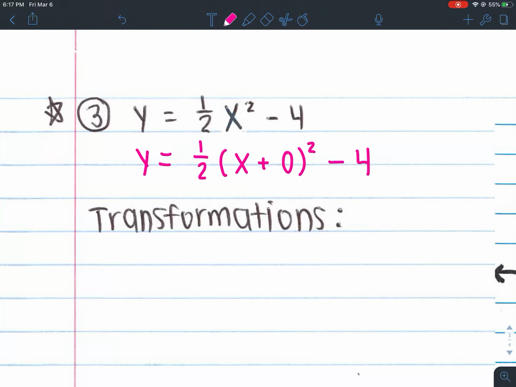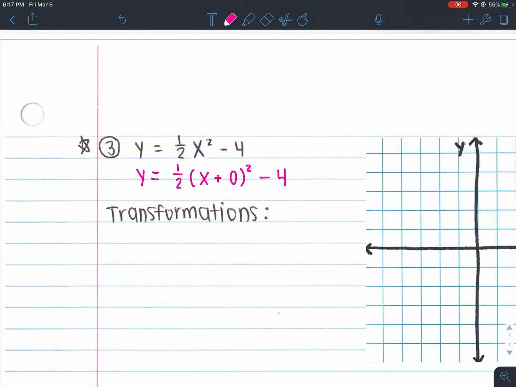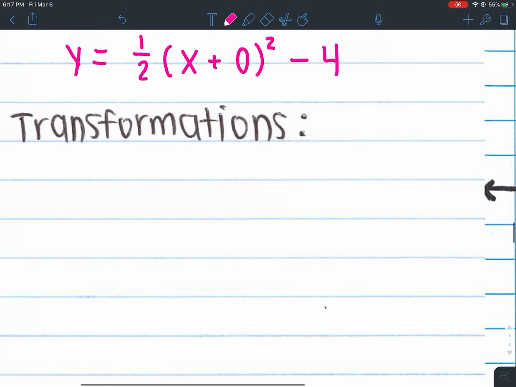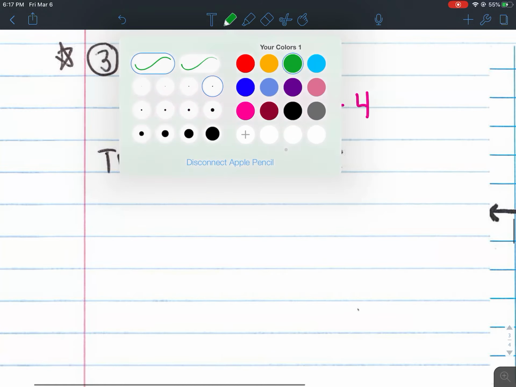Well, does adding 0 to x change it? No, right? It's just going to be x. So the reason why they didn't even bother putting parentheses was because the 0 is not that important. Okay, but regardless, they're the same exact form. So let's identify our transformations here.